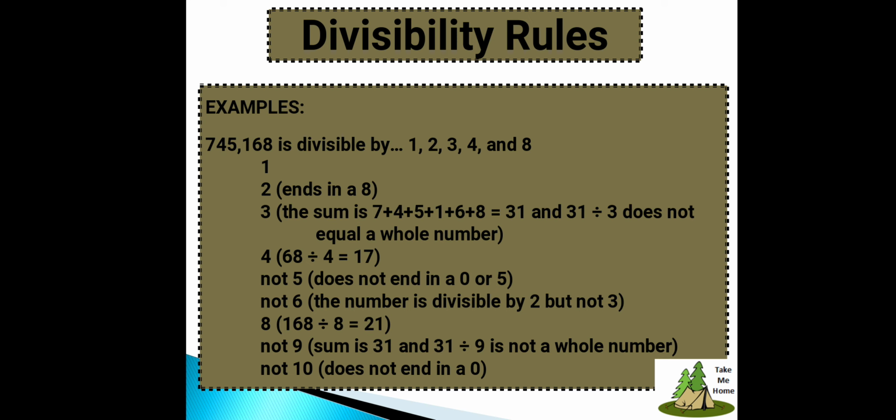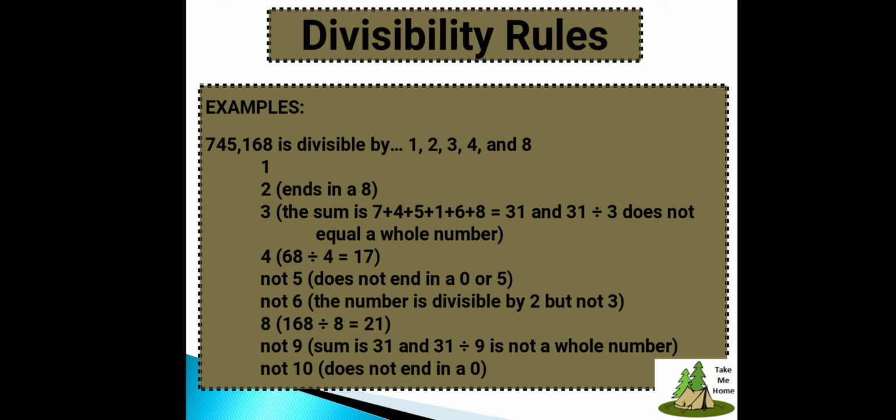Another example. 745,168 is divisible by 1, 2, 3, 4, and 8. 1 because any number is divisible by 1. 2 because it ends in 8. 8 is an even number, so this number is divisible by 2.